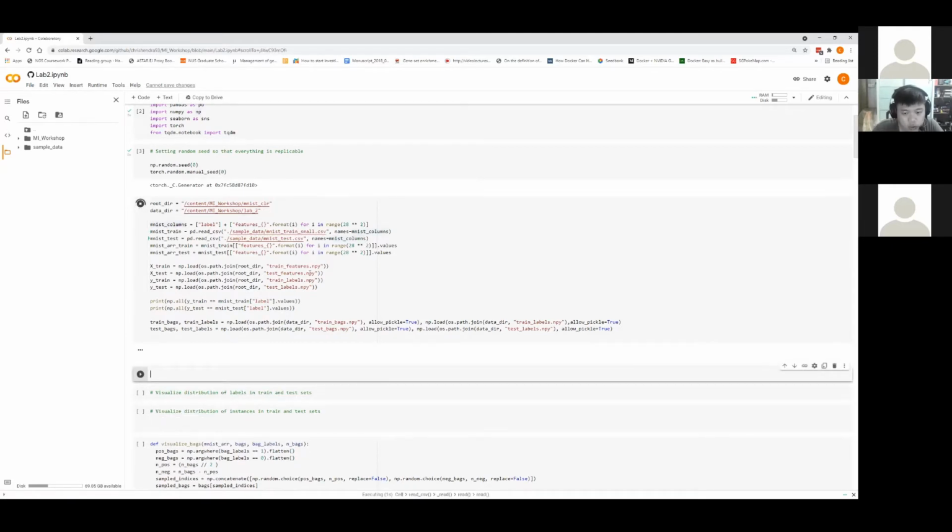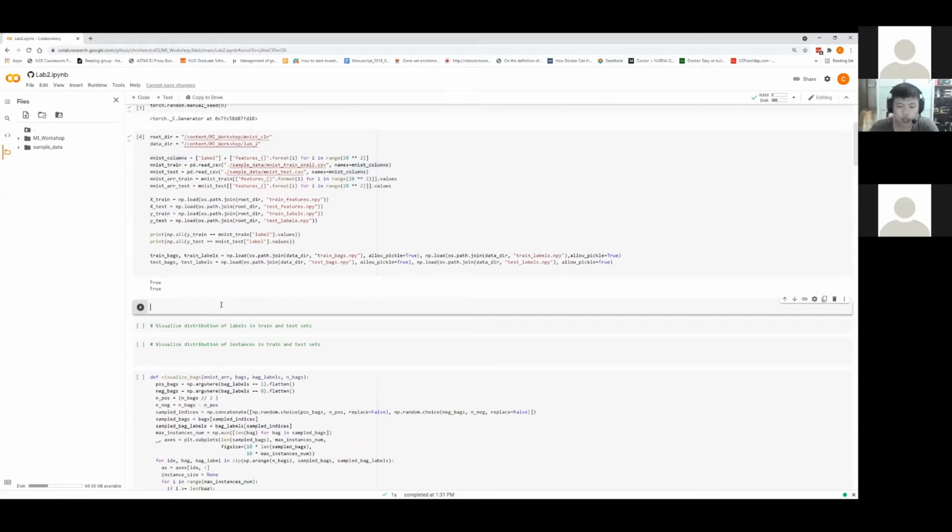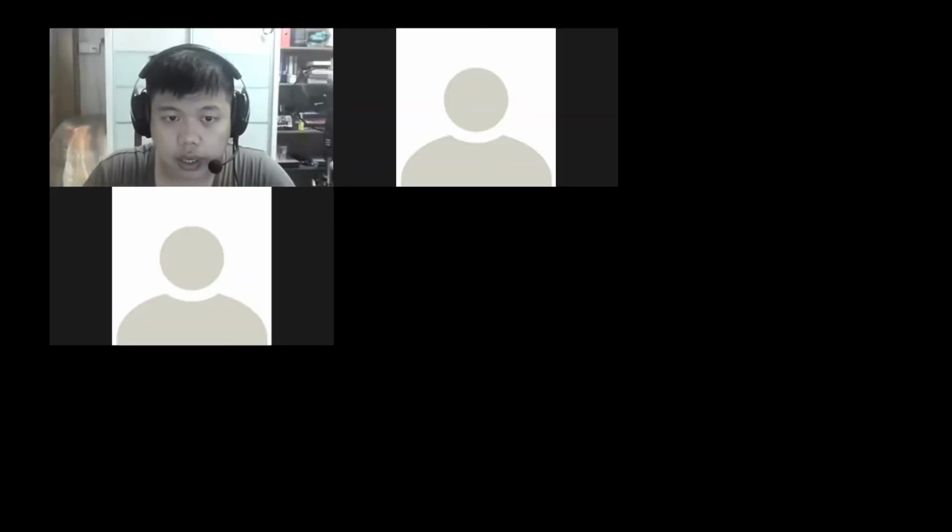What this code will do is load all the data that we need to run this experiment. If you don't remember, let me remind you again of the data that we're dealing with. We are dealing with image data as before. Actually, maybe I can share the slides for the lab first, just to remind everyone what this is about.